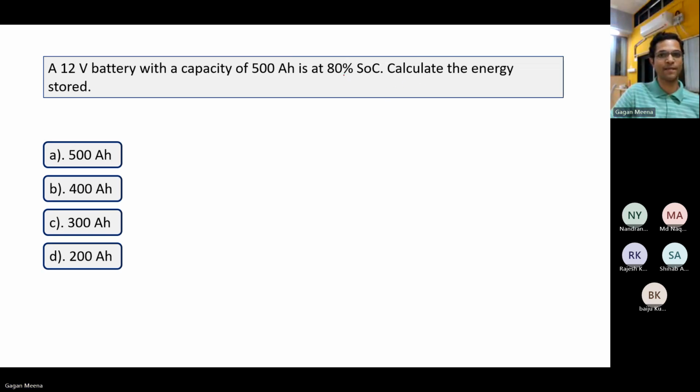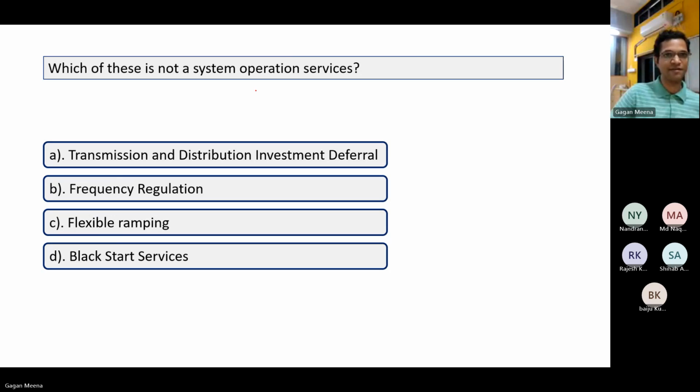Next is the same question, but in a different way. The SOC is 80%. What is the energy stored? Yes, correct. So it is 80% of 500 ampere hour. So it is 400.